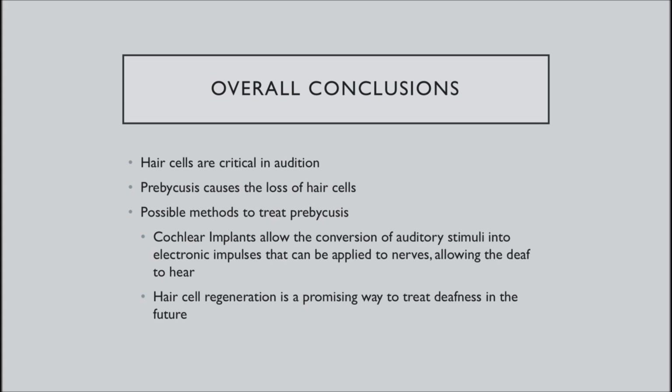To conclude this presentation, hair cells are critical for audition. Neural presbycusis can cause the loss of hair cells, but there are multiple methods to treat presbycusis. Cochlear implants allow the conversion of auditory stimuli into electronic impulses that can be applied to nerves, allowing the deaf to hear. This is our current means to treat neural presbycusis. However, hair cell regeneration is a promising way to treat deafness in the future.